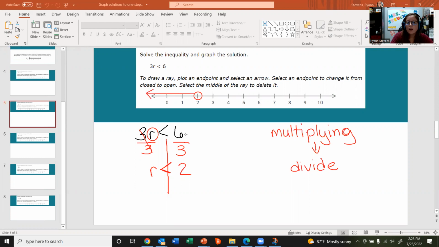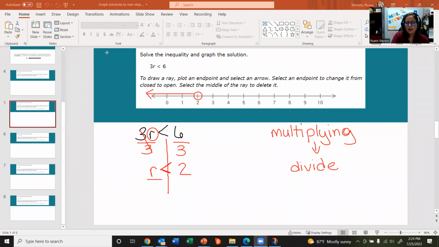A good thing, I'm not sure if any of you have heard this before, is that when you have the variable on the left side, so r is on the left, r is less than 2, your inequality sign tells you which direction you're going to shade to. It points in that direction. In this case, it's less than, but it's pointing to the left, so you would shade to the left. But remember, that only really works if your variable is on this side of the equation. If it's on the other side, it will be different.